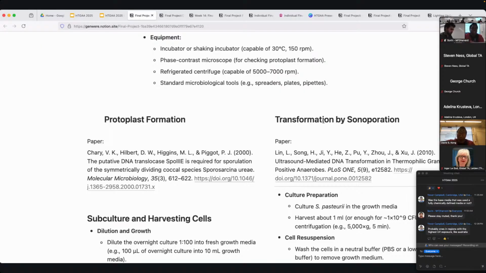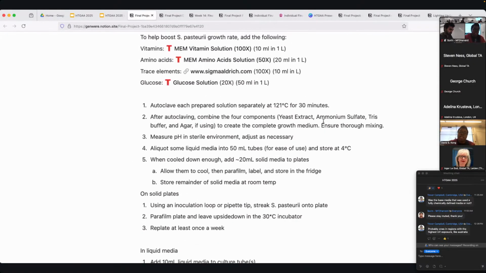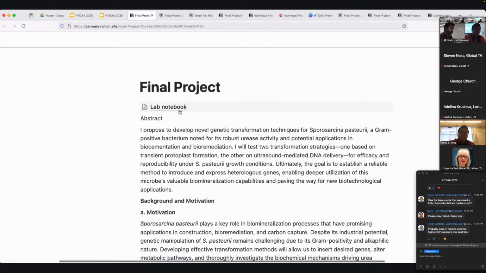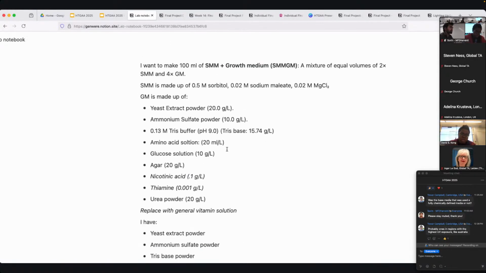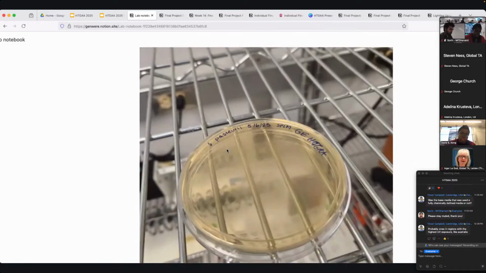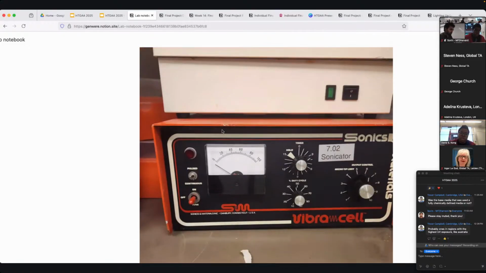which is essentially an ultrasonic probe, blasted with 20 kilohertz ultrasonic waves, and just let the DNA flow in. So I'll just go through my results in the lab notebook. Here are some materials. This is the original one.